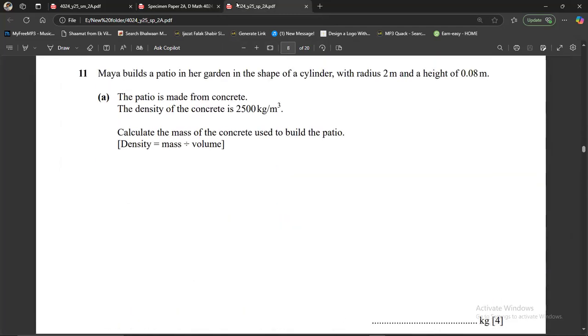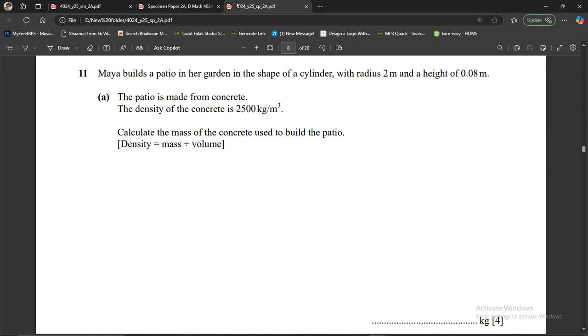Okay, on your screen, question number 11 is showing up. He says, Maya builds a patio in her garden in the shape of a cylinder with the radius 2 meter and a height of 0.08 meter. The patio is made from concrete. The density of the concrete is 2500 kg per meter cube. Calculate the mass of the concrete used to build the patio.